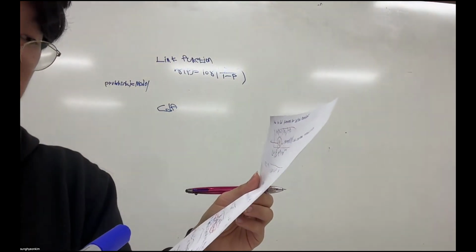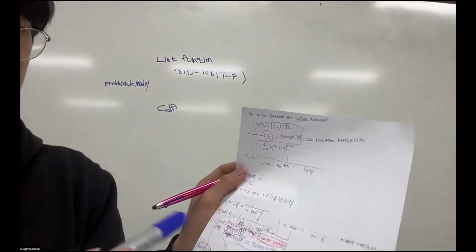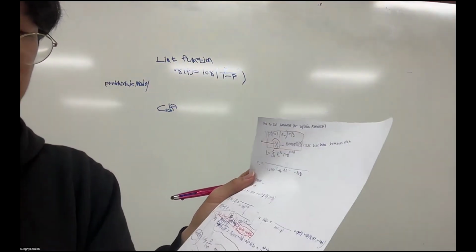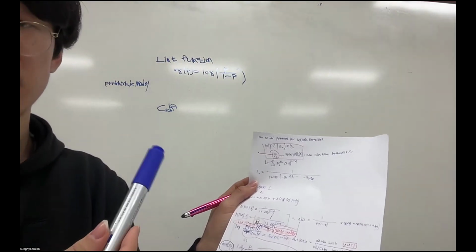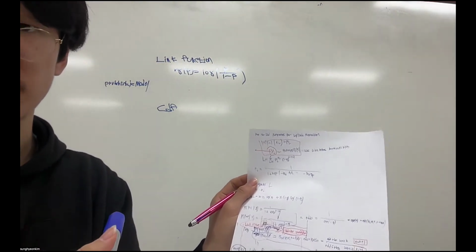We call it the logit function. We call it the link function. My question is: is every link function the inverse of the actual transformation that we are doing?